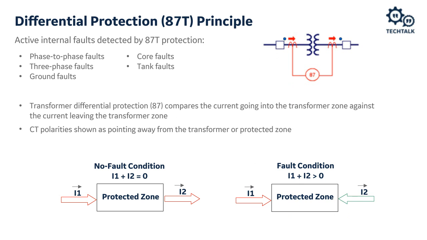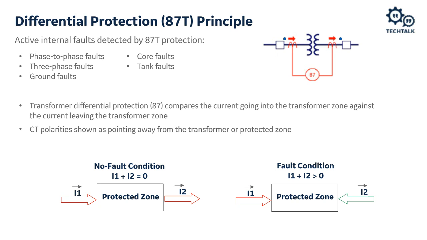So today we want to focus most of our time on current differential protection, since that's the key element used in transformer protection and also the one we get the most questions on. So we've already touched on which faults are detected by the 87T element. That's most internal faults, which is why differential is usually the element of choice.